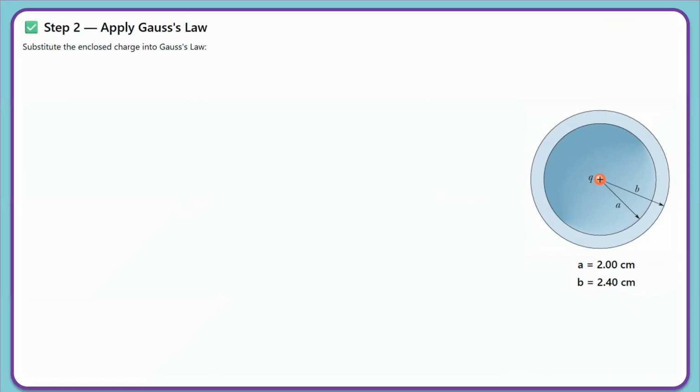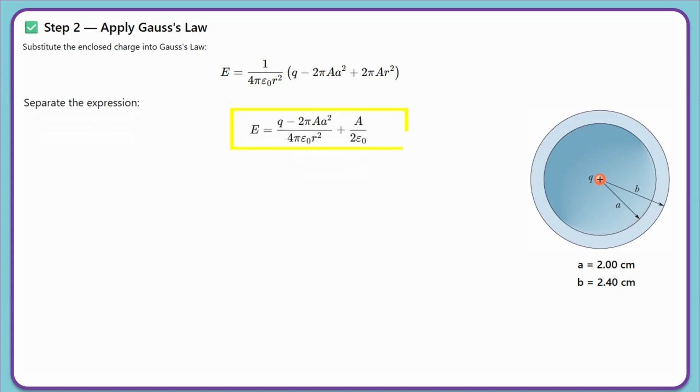Step 2. Apply Gauss's law. Now substitute the enclosed charge into Gauss's law. After rearranging the equation, the electric field becomes the sum of two terms. The first term contains 1 over r squared, while the second term is simply A divided by 2 epsilon 0.